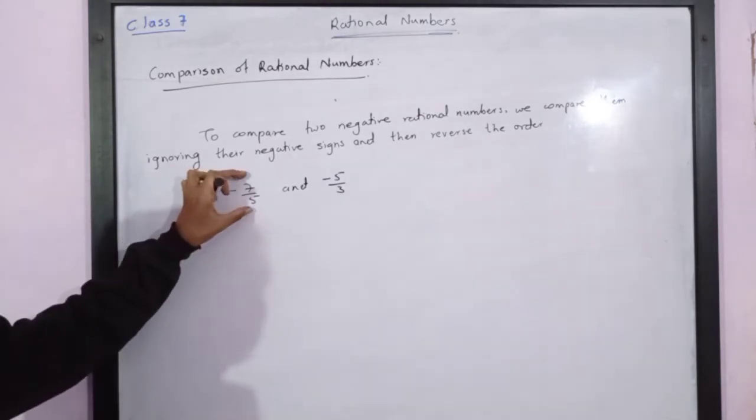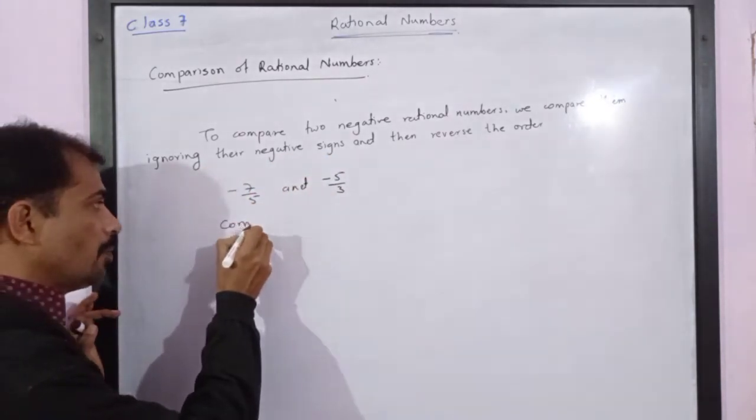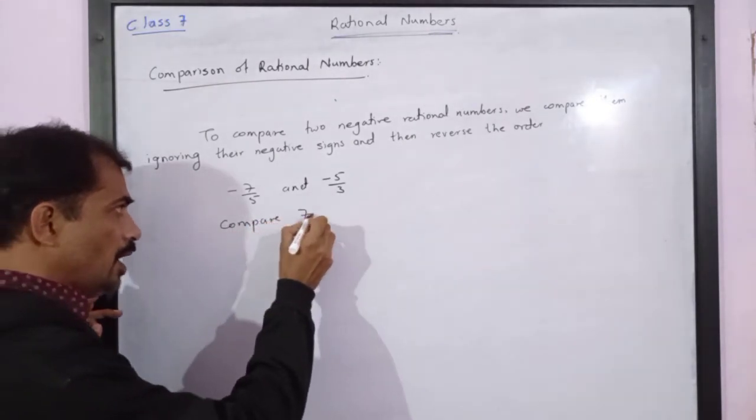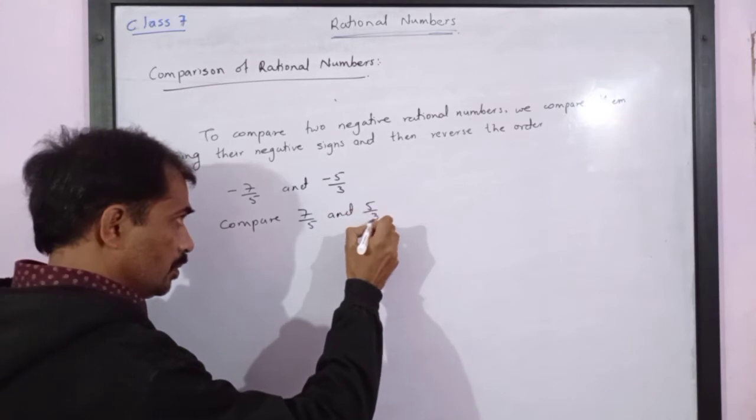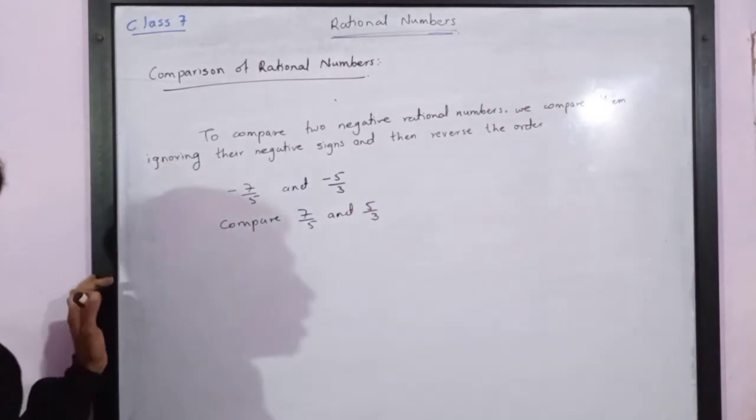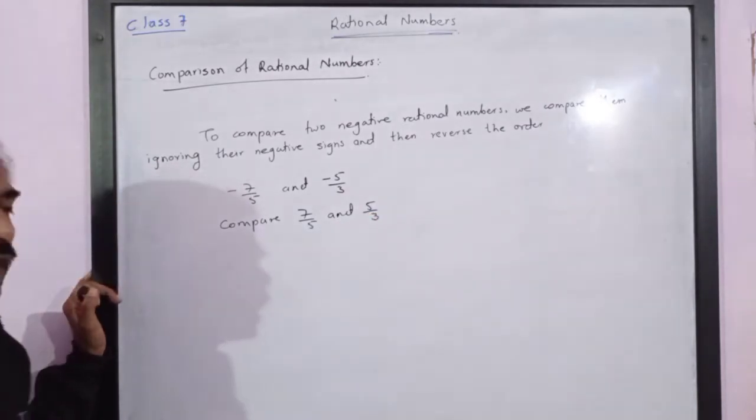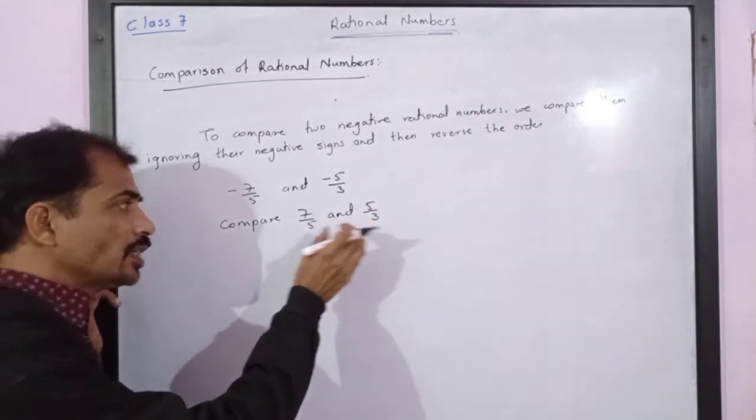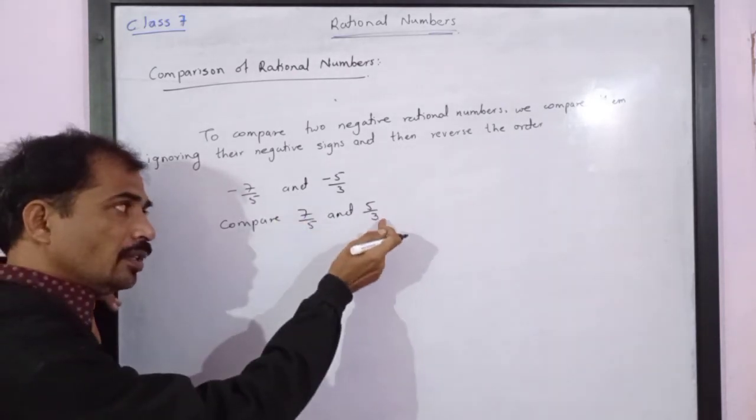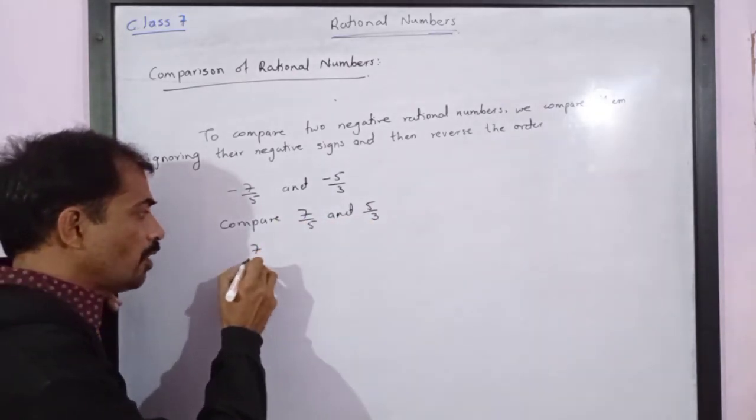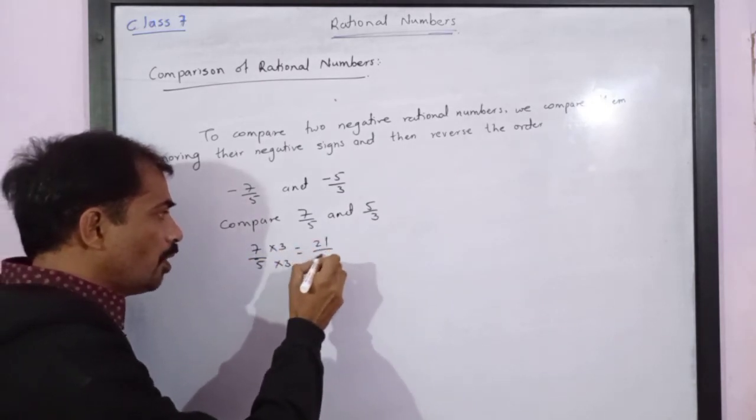Then first we have to ignore their signs. That is, we have to compare 7 upon 5 and 5 upon 3. Now we know how to do the comparison of positive rational numbers, or we have studied this in comparison of fractions. So in order to compare the fractions, denominators must be same. So multiply 7 upon 5 by the other side denominator. So 7 upon 5 multiplied by 3 is equal to 21 upon 15.